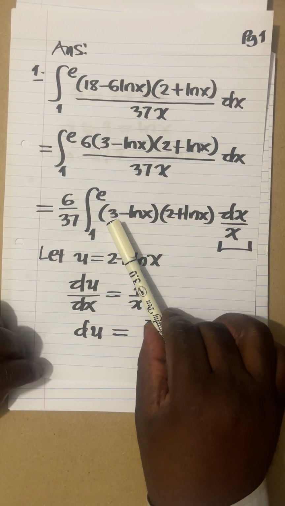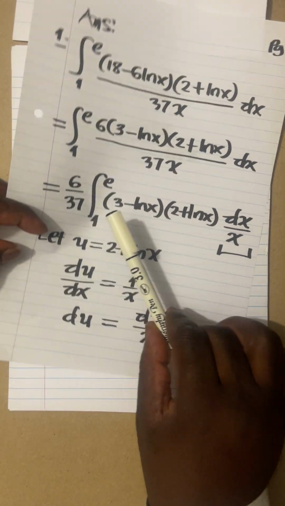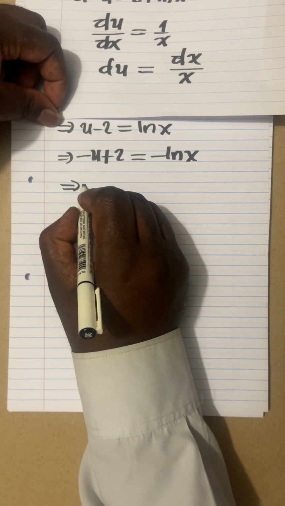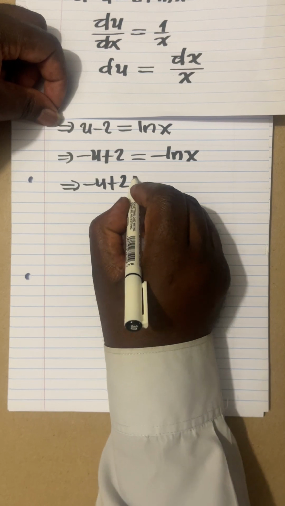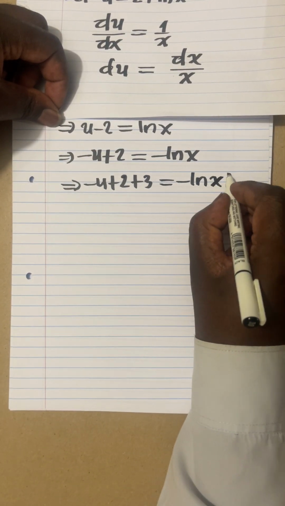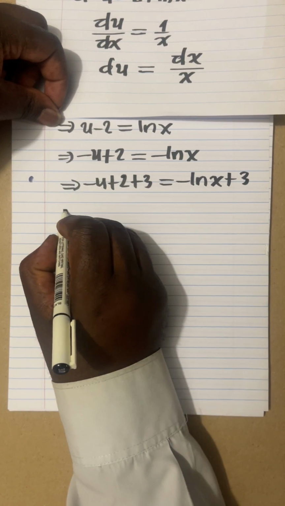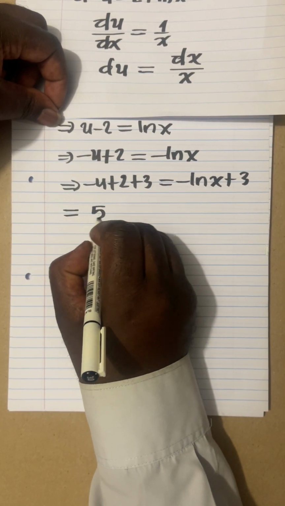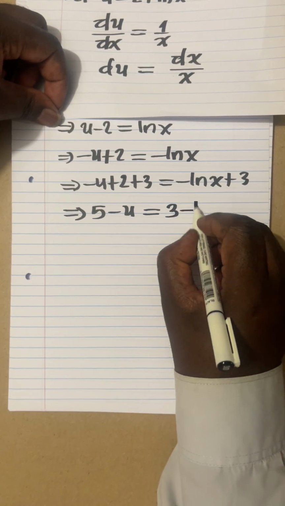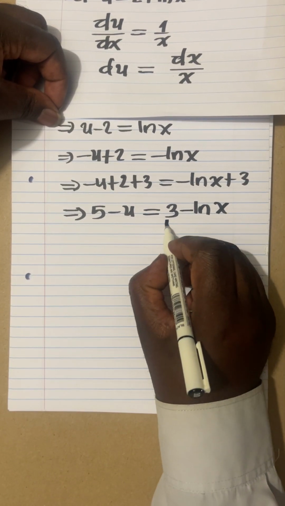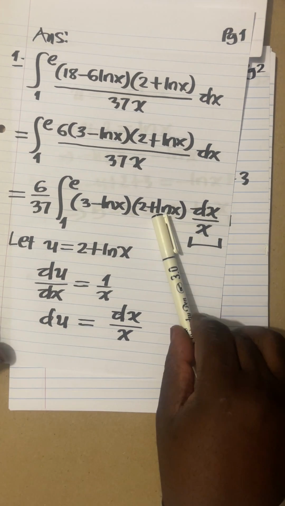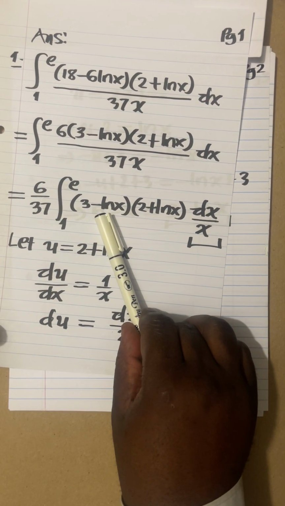Now I need this. So this 3 is positive, I'm going to have to add 3 on both sides. So now I'm going to say this is the same as minus u plus 2 plus 3 will be equal to minus natural log of x plus 3. Rewriting this, you'll agree with me that this is just 5 minus u. And on the right hand side, you have 3 minus natural log of x. Fantastic. Now you can see that this is also taken care of. So that is taken care of, that is taken care of, and that is taken care of.